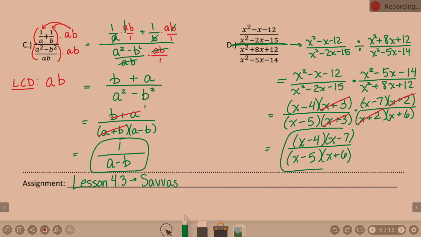Okay. I'm not going to argue that there's not other ways to do that problem. To each their own. If you're shown something else and you really like it, go for it. If you come up with something else, go for it. Folks, you've got lesson 4.4 to get done.